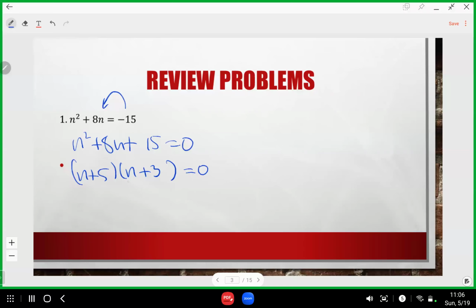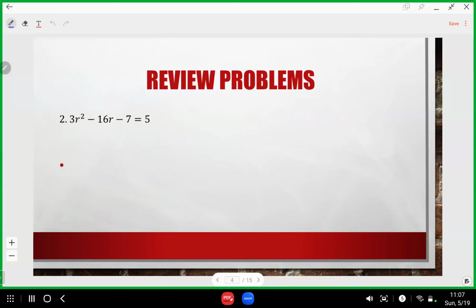These two add up to 8, and they also multiply to 15. So the factors of 15 that add up to 8, so the factors of C which add up to B. Then the solutions are going to be -3 and -5, because you remember, you have to set n plus 5 equal to 0 and n plus 3 equal to 0. Here you get -5, here you get -3. Okay, next one.